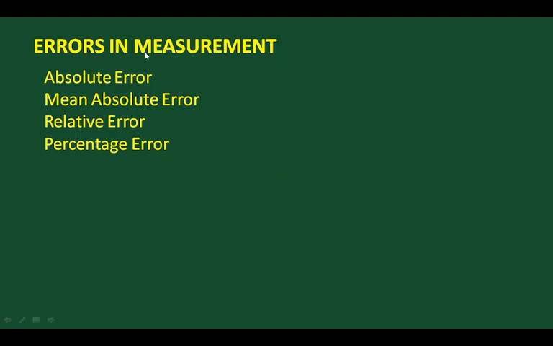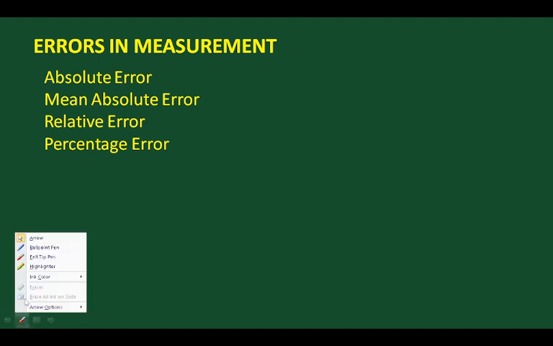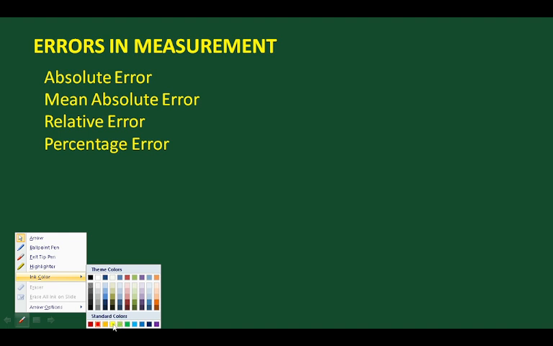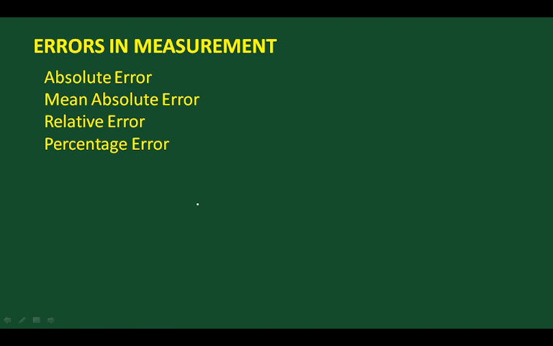Hello everyone. Today we shall discuss errors in measurement. There are four types of errors we will discuss today. Number one is known as absolute error.